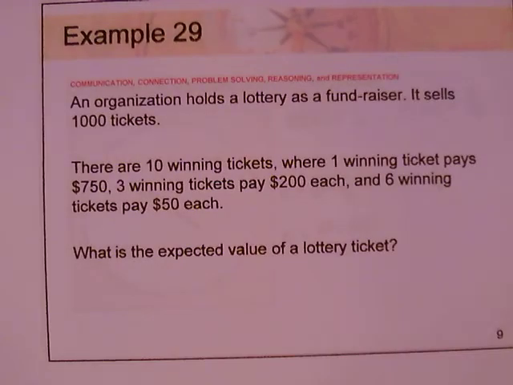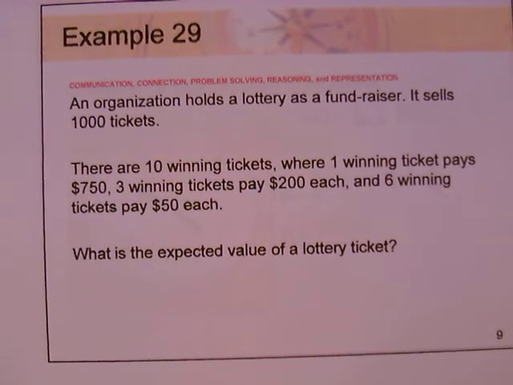All right, look at example 29. An organization holds a lottery as a fundraiser. It sells 1,000 tickets. There are 10 winning tickets where one winning ticket pays $750, 3 winning tickets pay $200 each, and 6 winning tickets pay $50 each. What is the expected value of a lottery ticket?